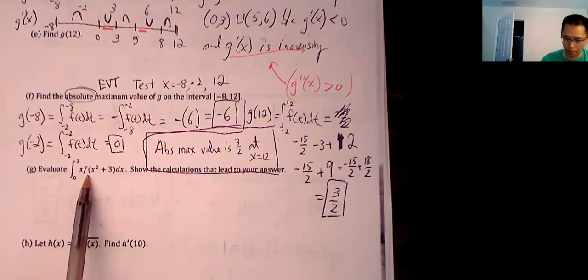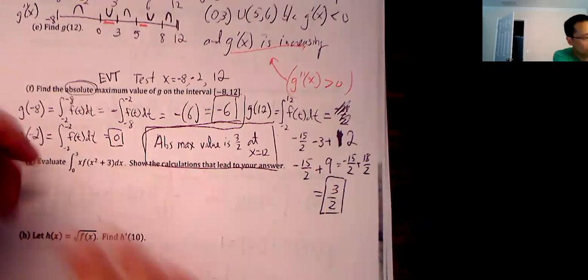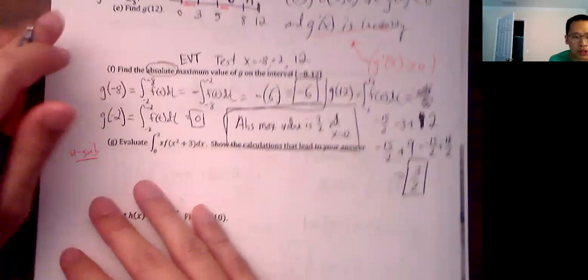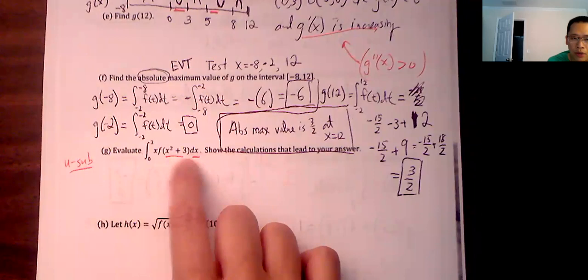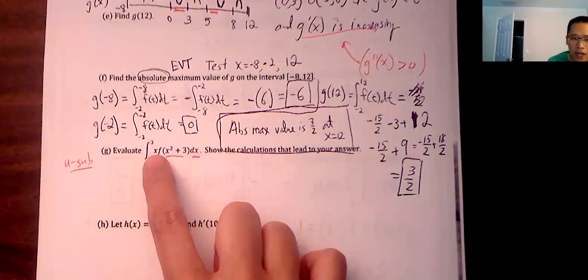So if we know that we're going to be applying U substitution, we're going to be looking for the U value. The U value is usually what's inside the set of parentheses. So these are the things I'm going to replace. I'm going to replace the x squared plus 3, I'm going to replace the dx. That way I get everything in terms of U and du. And then we're hoping that this x will just reduce and cancel out as we go through our U substitution.